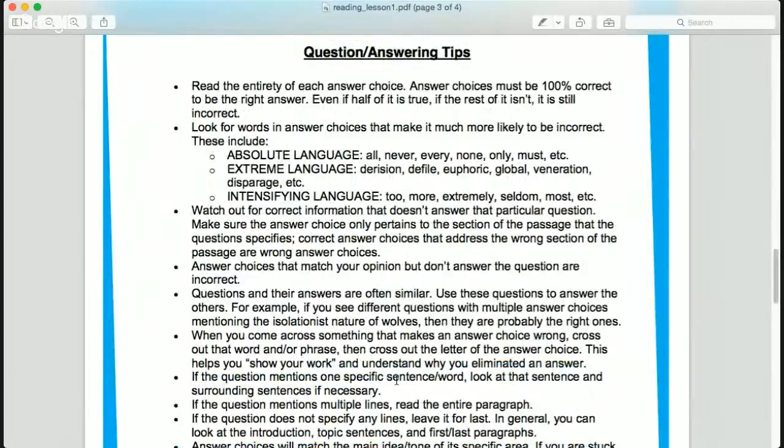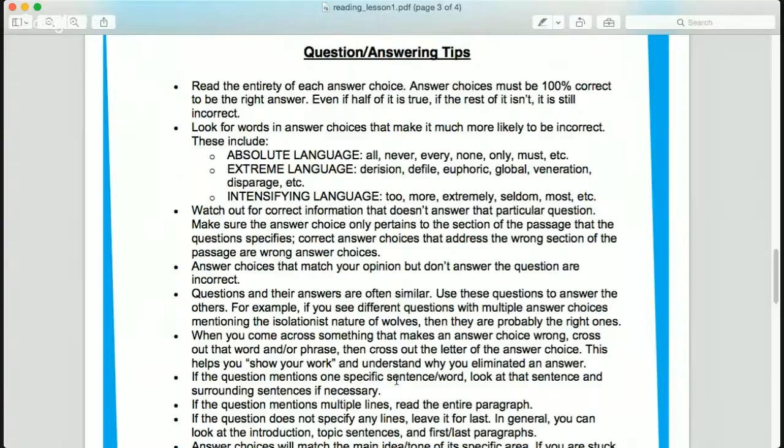Now we're going to move on to tips for answering questions and identifying questions. Read the entirety of each answer choice. Answer choices must be 100% correct to be the right answer. Even if half of it is true, if the rest of it isn't, it is still incorrect.